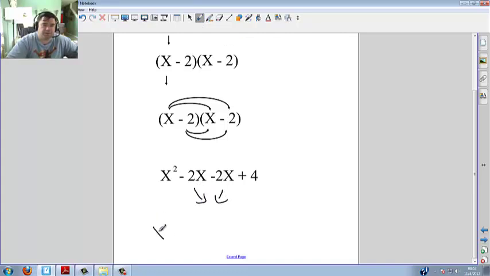So this is still x squared. This becomes negative 4x. Now you might say, wait a minute, you just told me that two negatives make a positive. Yeah, when you multiply, but when you're adding two negatives, it just becomes a bigger negative. Negative 2 minus 2 more is negative 4, x in this case, plus the 4. Remember, this was plus 4 because we took negative 2 times negative 2.